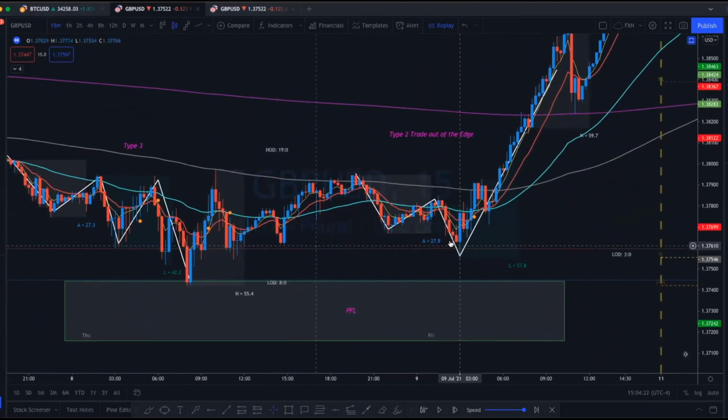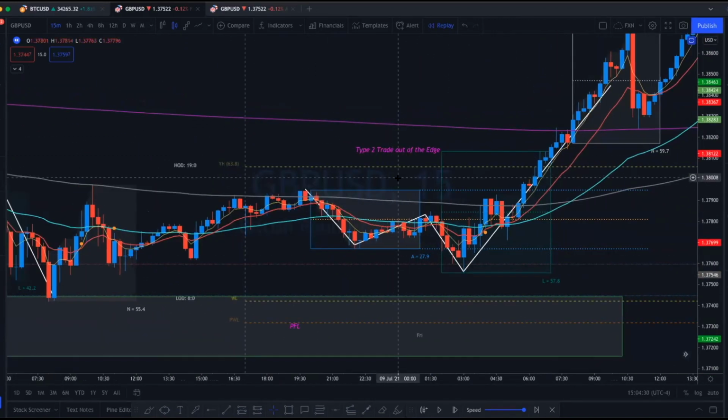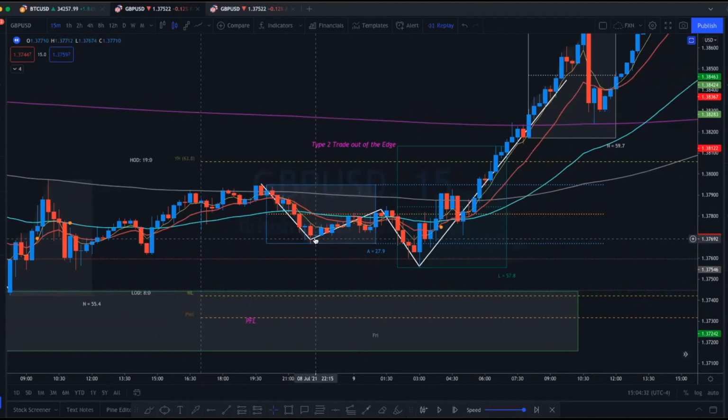This is another trade out of the edge right here. First leg, second leg, and it goes. Notice the timing of the second leg. Same thing, it's 3:15, 3:30. This happens literally at the beginning of the session. In this particular example, you can use the EMA in your favor, meaning you can use it for a take profit.